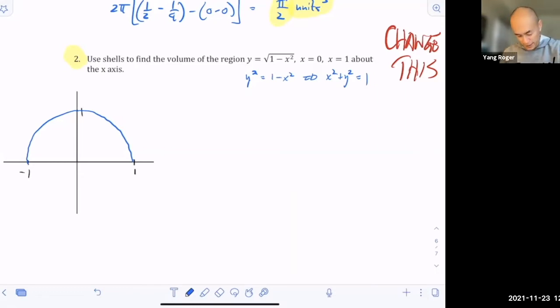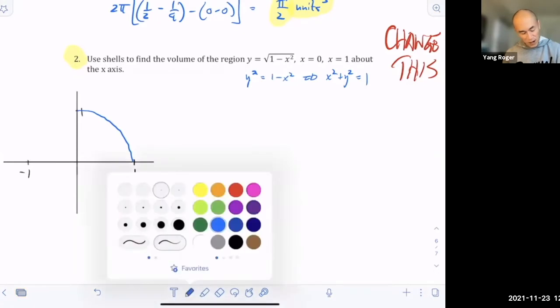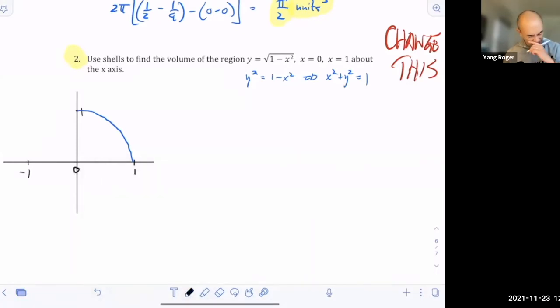Oh, we're okay. Sorry. Because x goes from 0 to 1. That's okay. Because x equals 0 starts here. Oh, we're good. I was getting nervous. So this is the region that we're rotating. This region right here.